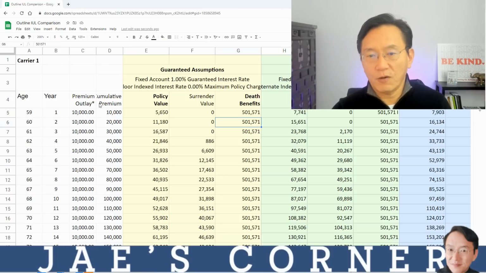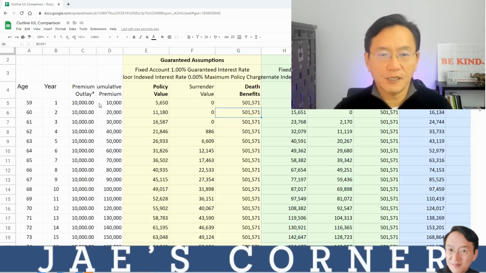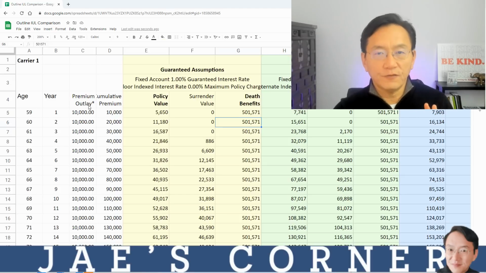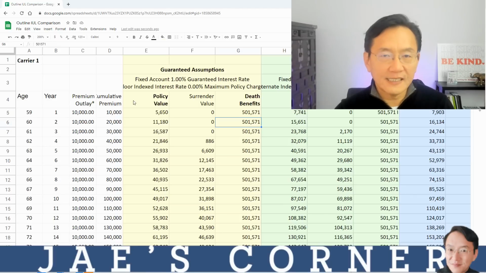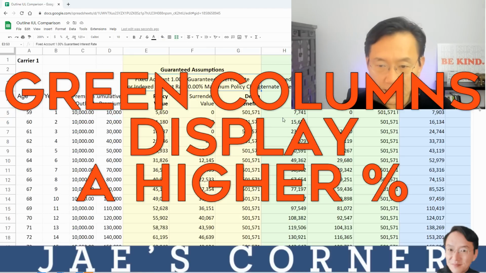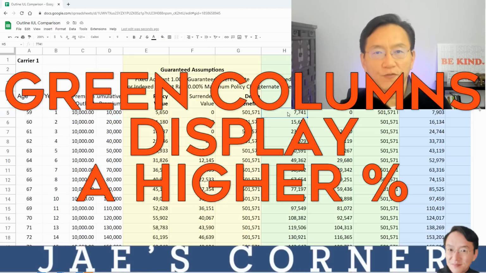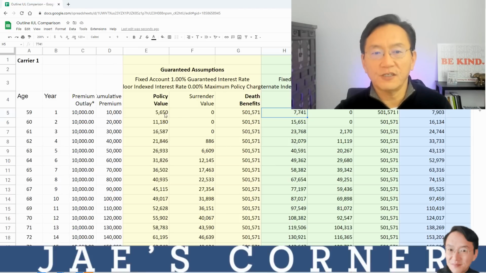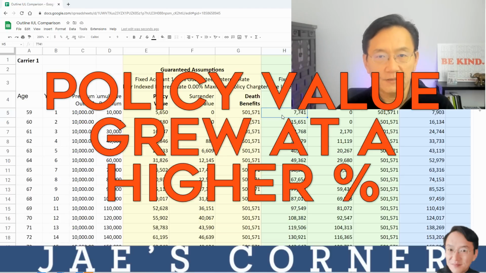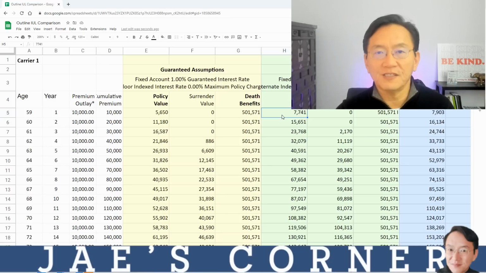Let's continue on with carrier 1. What you see here is a different set of assumptions. Remember what I told you: you've deposited $10,000, you've paid for expenses and the probability that you pass away in that year. Let's say, however, that the money grows faster than the guaranteed amount. You can see that the policy value here is $7,741, obviously larger than $5,650. The reason is that what was left out of that $10,000 grew at a faster rate. As a result, the policy value is higher.